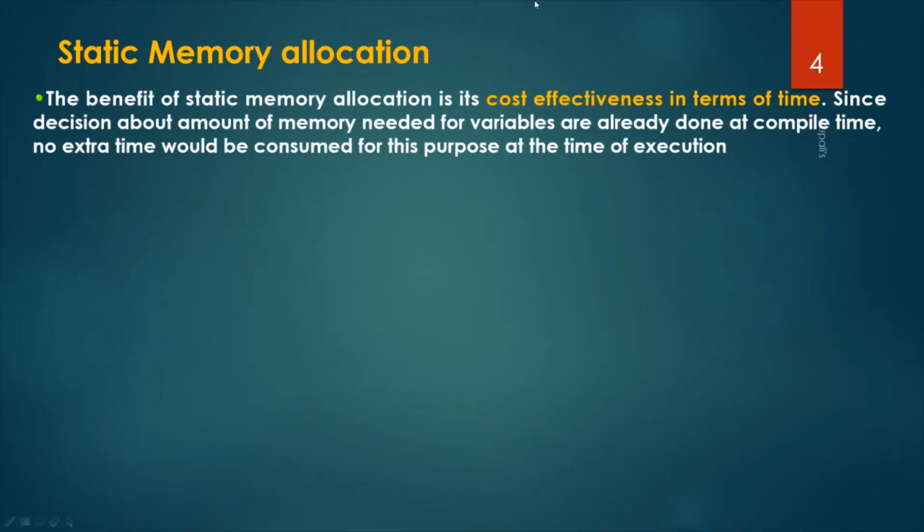Static memory allocation. The benefit of static memory allocation is its cost effectiveness in terms of time. Since the decision about the amount of memory needed for variables is already made at compile time, no extra time would be consumed for this purpose at the time of execution. It means how much memory is needed is already decided at the time of compilation. So, no extra time is consumed for this purpose at the time of run.